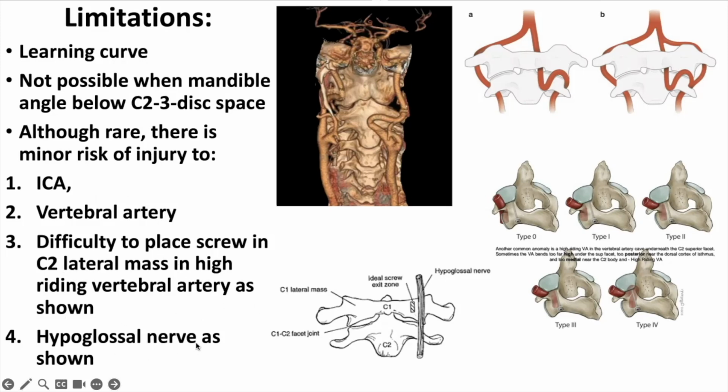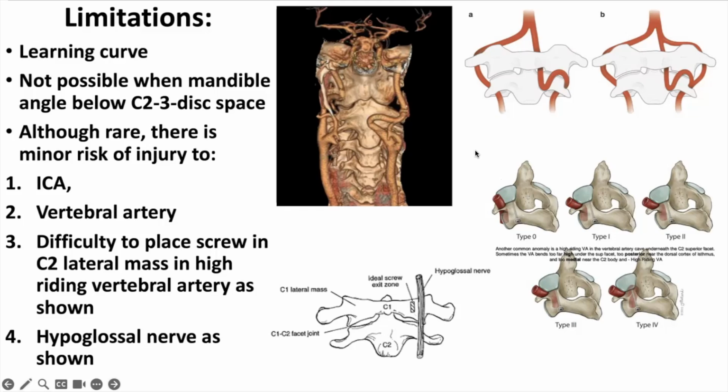There is some risk of hypoglossal injury when you put in a screw at C1, in a very small percentage. One should look for an abnormal course of the vertebral artery, which may get injured when it is lying anterior to the facet joint. One should also be careful when there are various degrees of high riding vertebral artery. In these cases, placement of the C2 screw is difficult. So in such a situation, when you cannot place a screw at the lateral mass of C2, then you can place a screw at the C3 vertebral body.